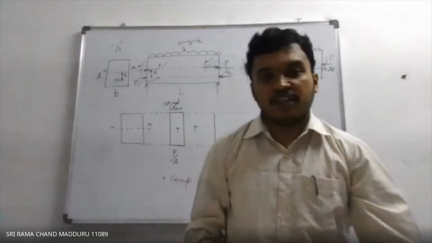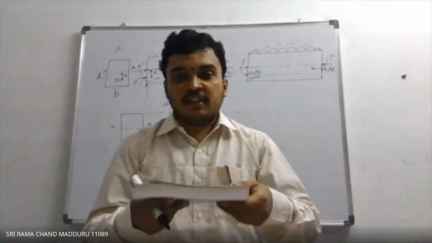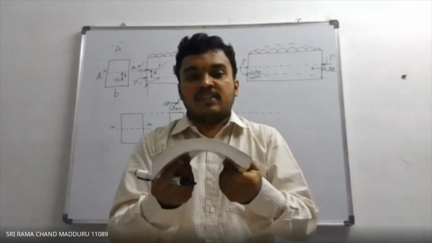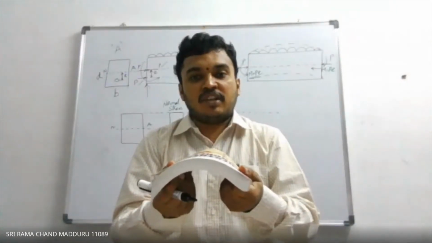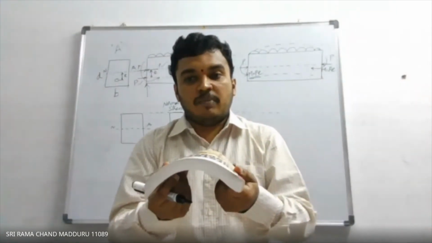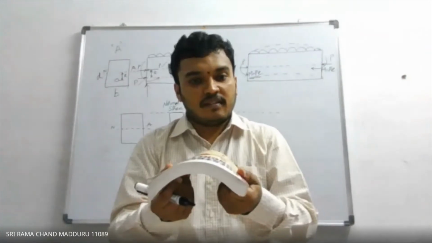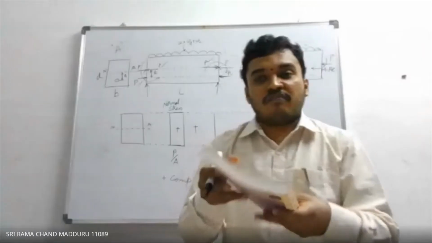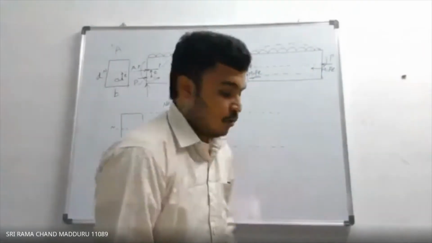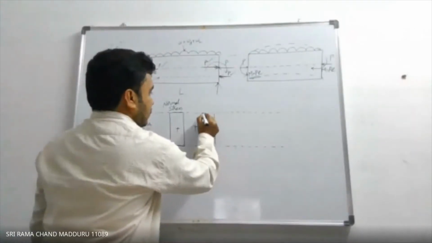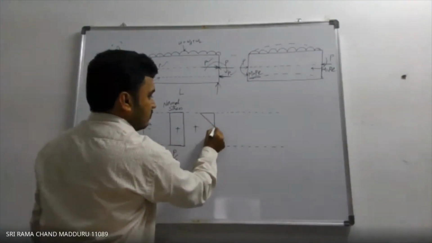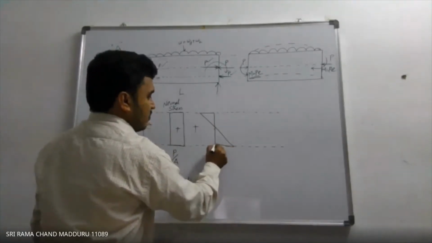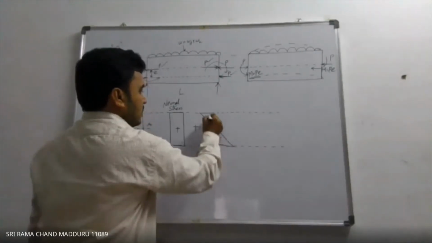Just once again I am showing, it is trying to bend the beam like this. Now you should know where the tension occurs, where the compression occurs. The top fiber will be under tension and bottom fiber will be under compression. So now the top fiber will be under tension, so the sign convention, you should write it as a negative. So this is positive, this is negative.